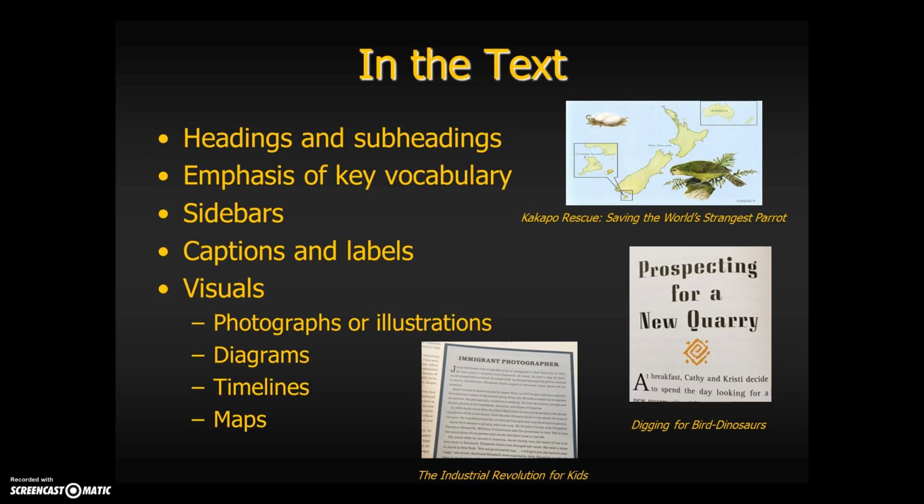So within an informational book, there are a number of different text features that we are likely to find. One text feature would be headings and subheadings, and headings and subheadings are used to organize the text and to signal to the reader that the topic is going to be shifting. So it kind of gives the reader a heads up, hey, we're going to be talking about a new topic here.